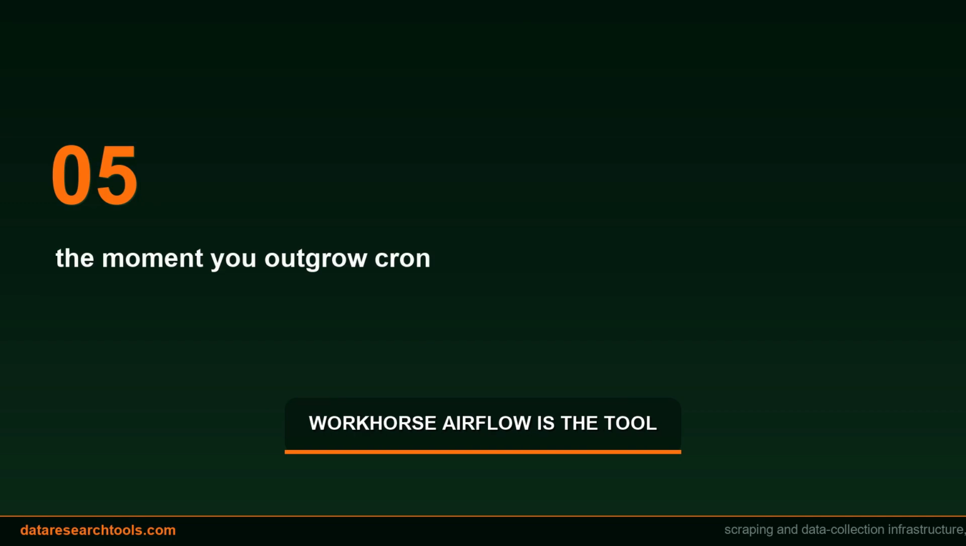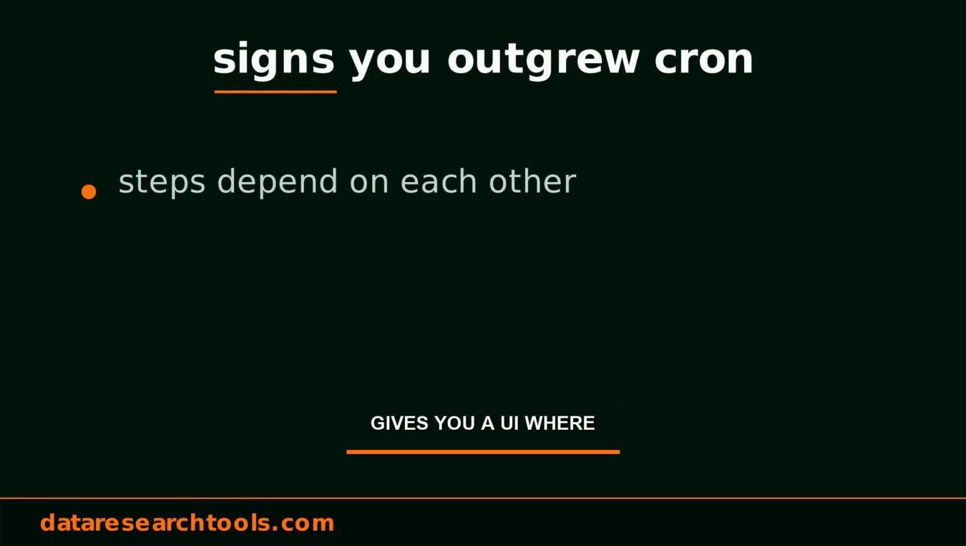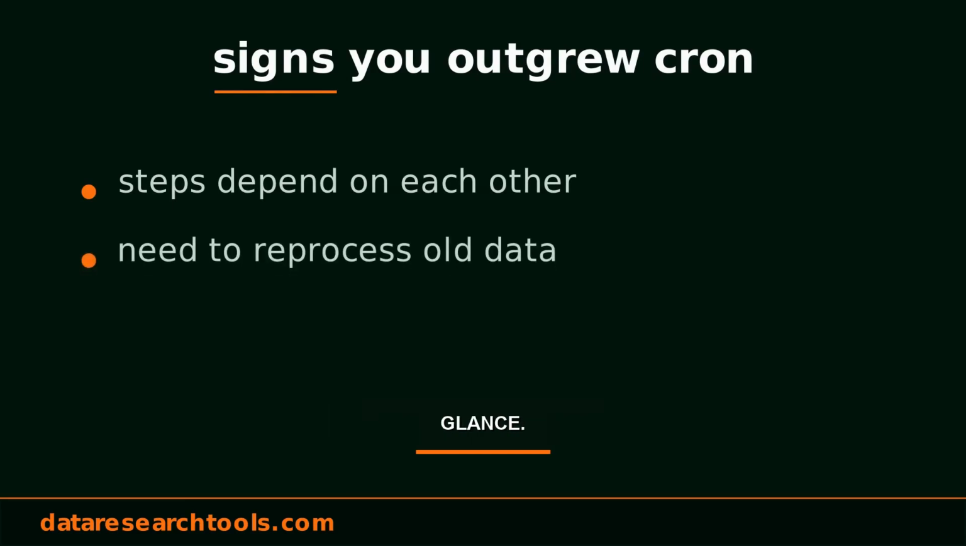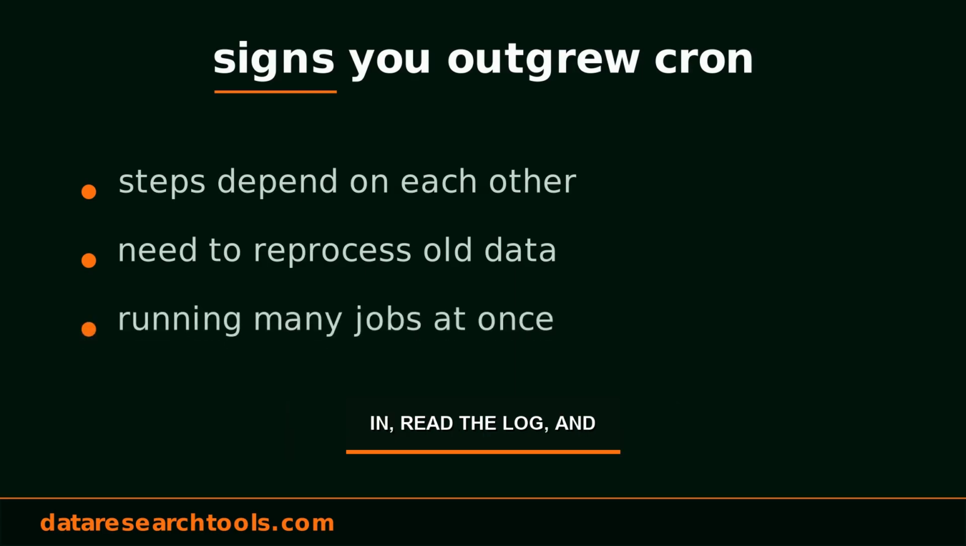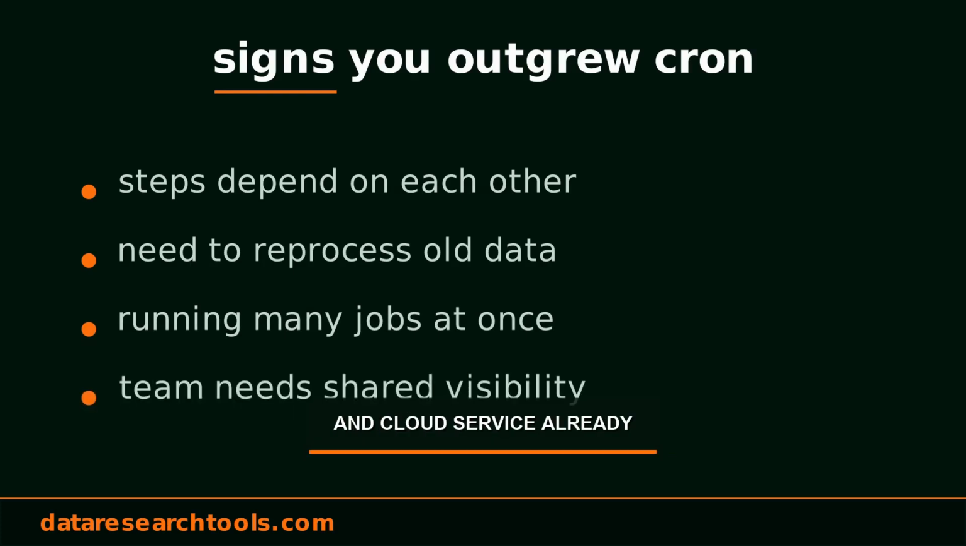Airflow, the workhorse. Airflow is the tool most teams reach for first, and for good reason. You write your DAG in Python, Airflow schedules it, and it gives you a UI where every run is a row of green and red boxes you can read at a glance. Each task carries its own retries and delays. When something fails, you click in, read the log, and rerun just that piece. Almost every database, API, and cloud service already has a ready-made connector.